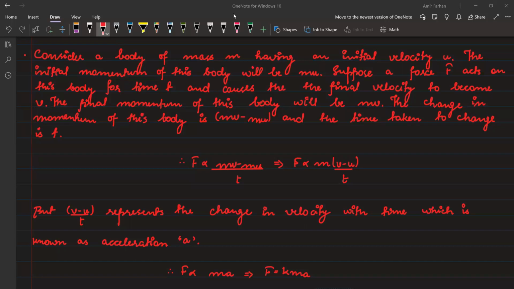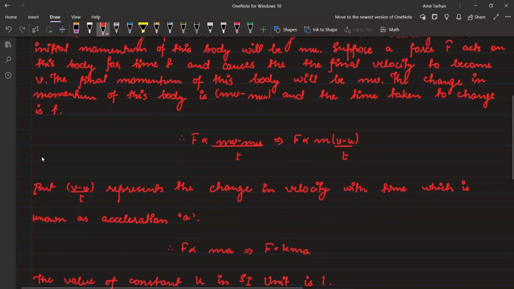Yes, Tejas. Sir, in the formula, is force directly proportional, or is it a multiplication symbol? It is directly proportional.